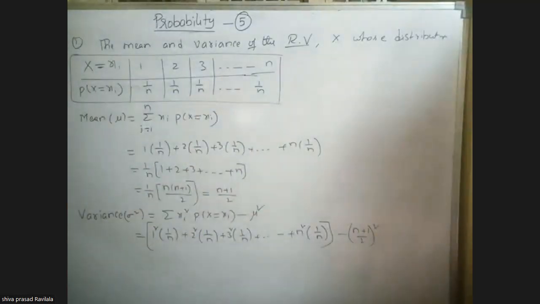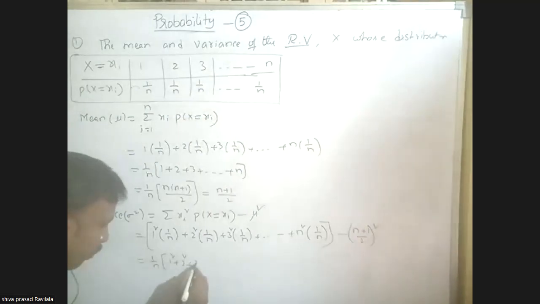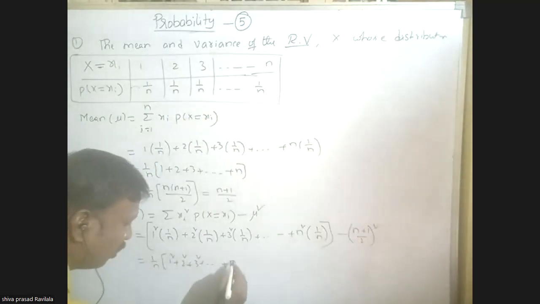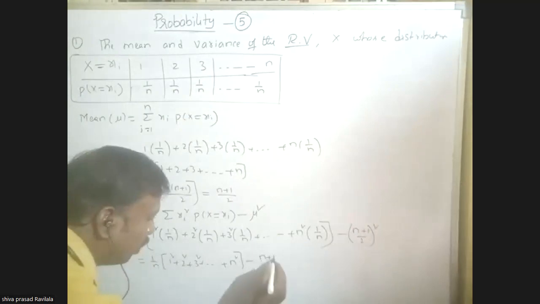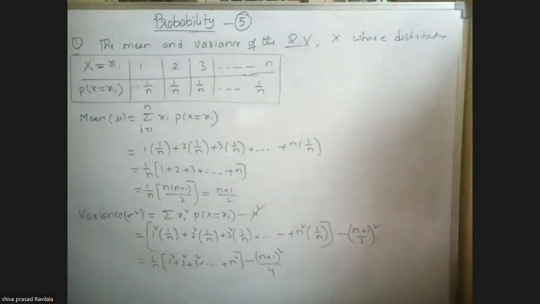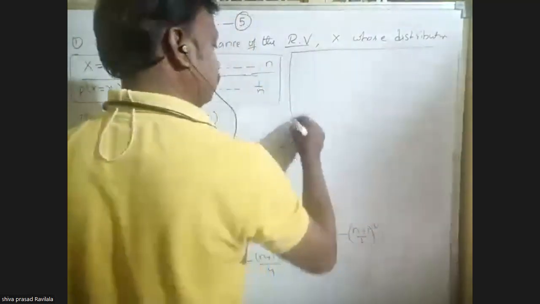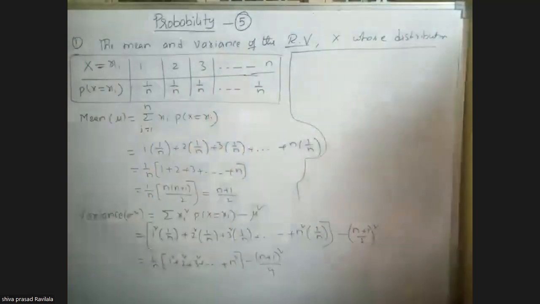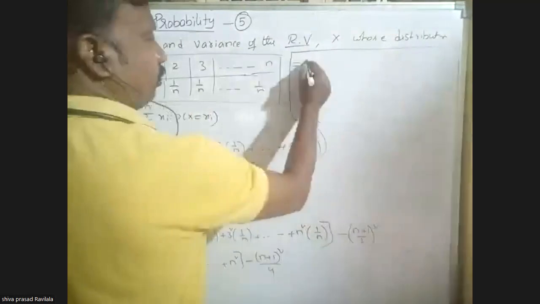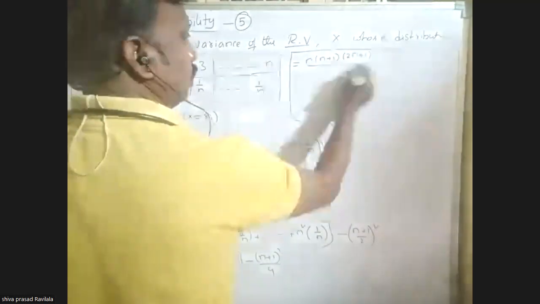Okay, students. From all this, what is common? 1 by N is common. Next, 1 square plus 2 square plus 3 square plus so on plus N square, minus N plus 1 whole square by 4. Sum of the squares of the first N natural numbers. Formula: N into N plus 1 into 2N plus 1 by 6. And this total value is N into N plus 1 into 2N plus 1 by 6.